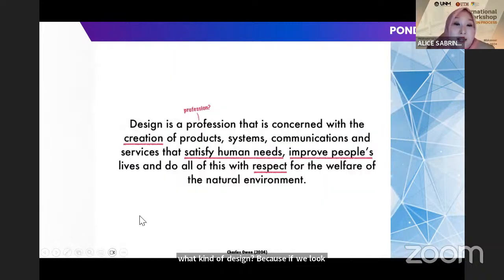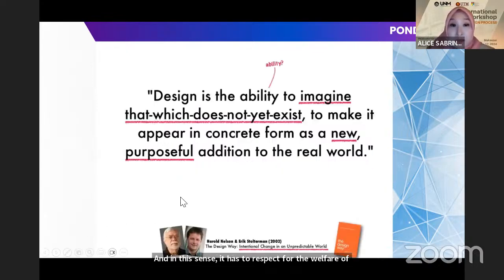Because if we look at design by Charles Owen, 2004, design is actually a profession, because it talks about services, products, systems, and communication to satisfy human needs and to improve people's quality of life. And in this sense, it has to respect the welfare of the natural environment. And that's why design is very important.